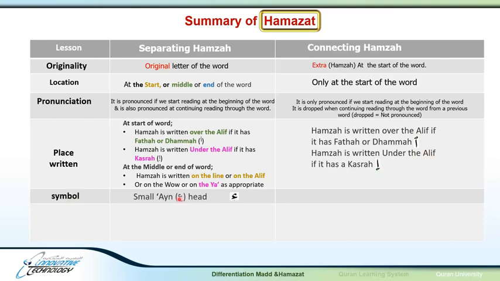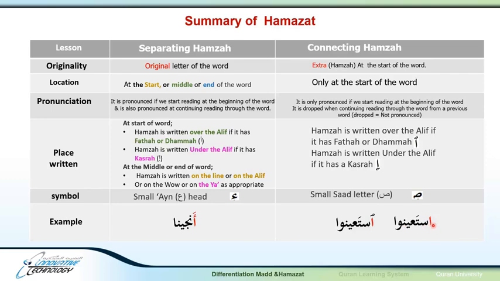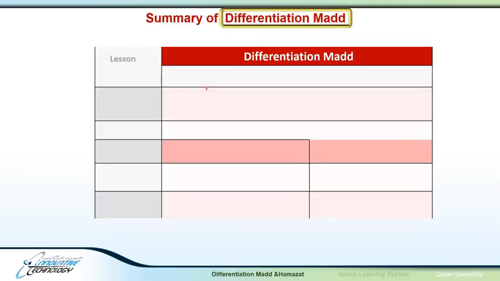As for the symbol used for separating hamza, it looks like a small head of an ayn letter, while for the connecting hamza, it looks like a small sad. And we took examples of each: anjayna with a separating hamza, and ista'inu with a small sad in the Uthmani script of the connecting hamza. That small sad in Uthmani script is absent in modern writing of the connecting hamza, which we sometimes call connecting alif.